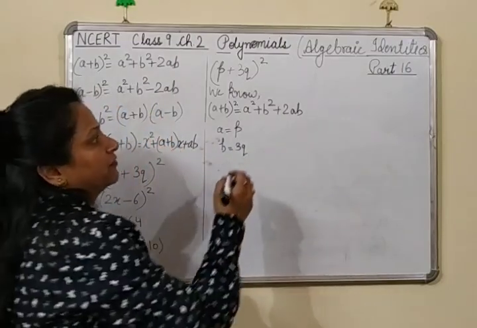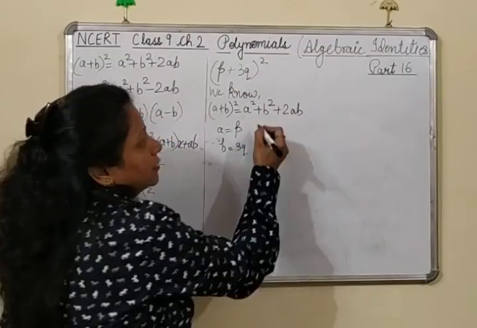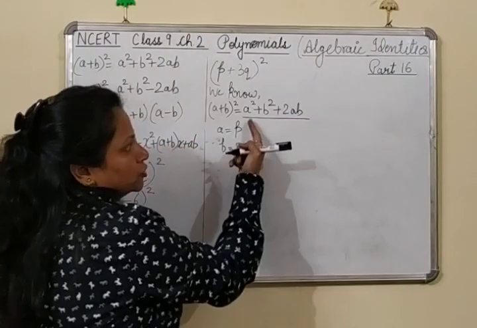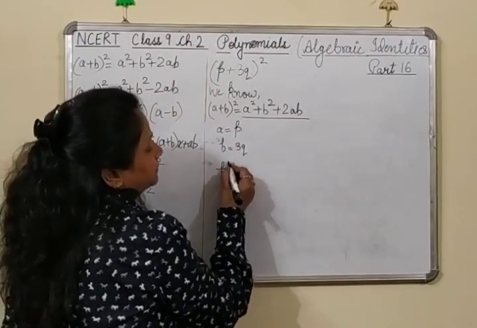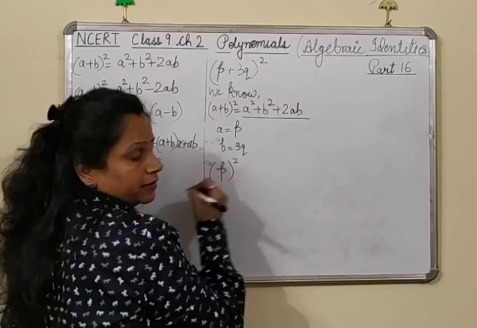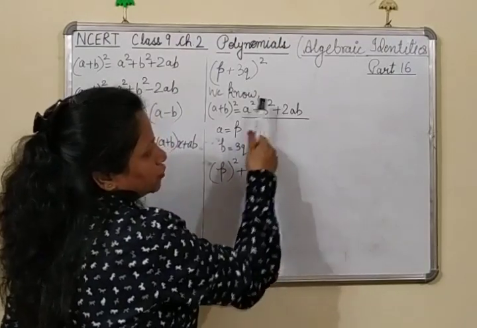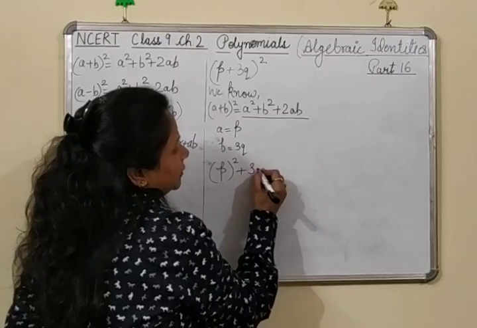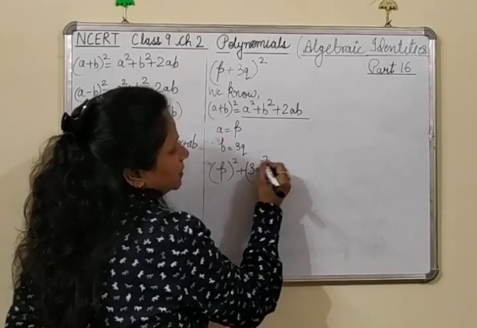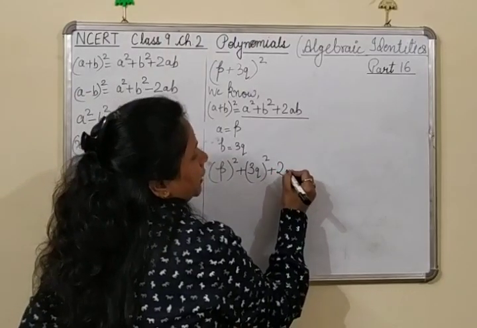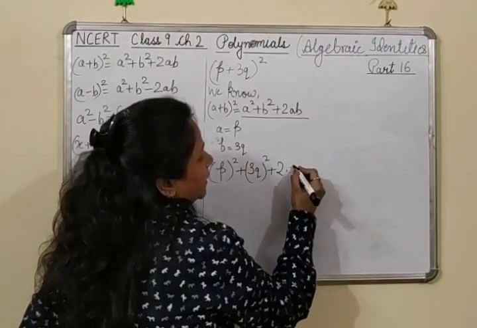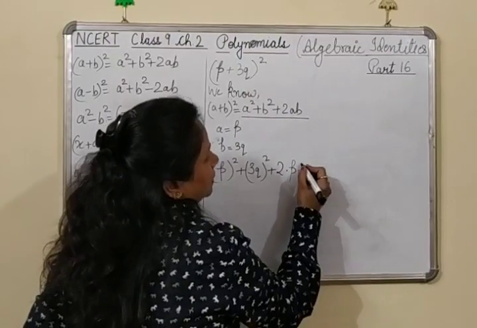That means we need a square and b square. We will be writing the answer in this form. So we need a square, and a is p. That means a square will be p square plus b square. b is 3q, so b square is the square of 3q. Then plus 2 into a into b. What is a? p. And what is b?